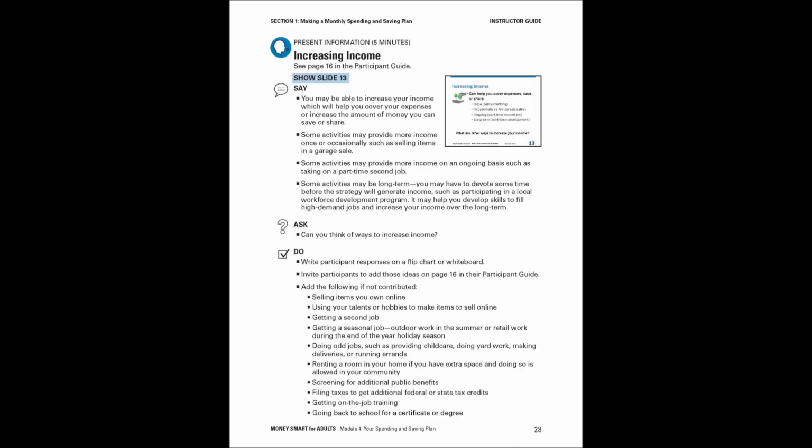Slide 13, you're getting into increasing income. There's a scripting around what you're going to say about how participants can increase their income, which will help them cover expenses. And you're asking the question, can you think of ways to increase income? As usual, writing their responses on a flip chart or a whiteboard.